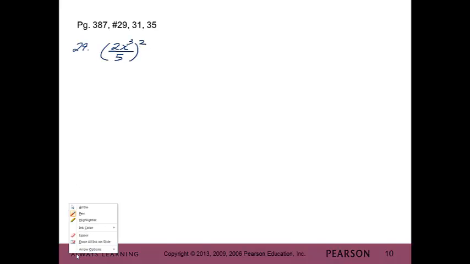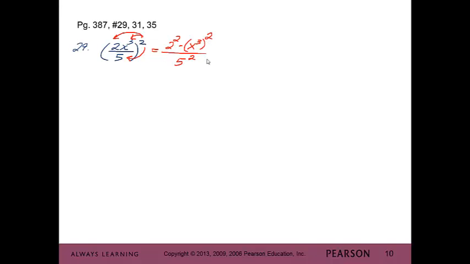So again, the rule is to take each factor and raise it to the power. That means 2 raised to the second power, x to the third raised to the second power, and 5 raised to the second power. So 2 to the second times x to the third raised to the second, divided by 5 raised to the second power. Now we need to simplify. 2 to the second is 4. x to the third raised to the second: remember, when it's exponent to exponent, or power to power, you multiply. So this is going to become x to the sixth power divided by 5 to the second, which is 25.